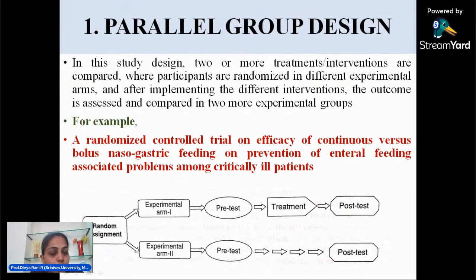So you randomly assign to the two experimental groups, and in both groups you are going to do a pre-test, then a treatment will be given, then a post-test also will be done. So at a time two experimental groups will be there, and you compare the results of both. Such a test is called parallel group design. Next slide.